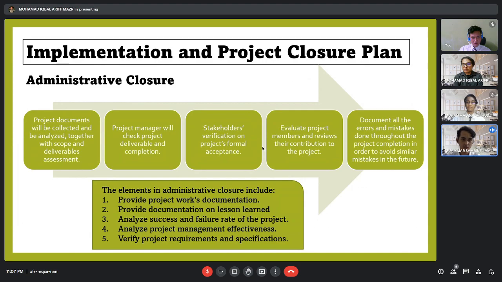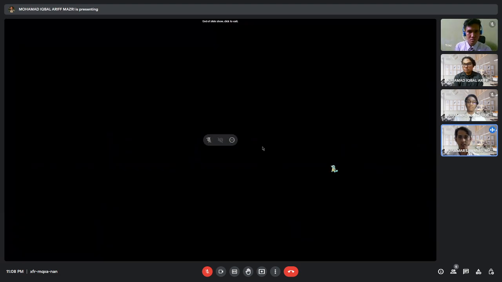So the elements of this administrative closure include providing project work documentation, providing documentation on the lessons learned, analyzing the success and failure rate of the project, analyzing the project management effectiveness, and last but not least, verifying the project requirements and specification. And with that, marks the end of our presentation.